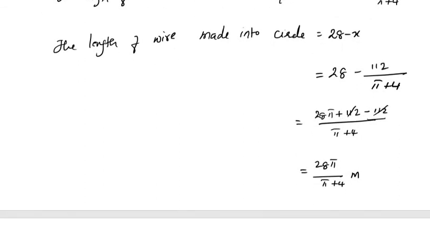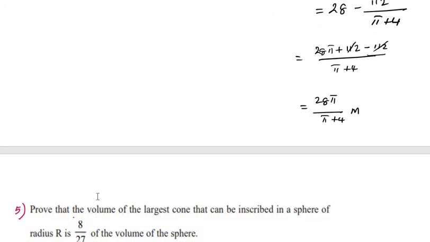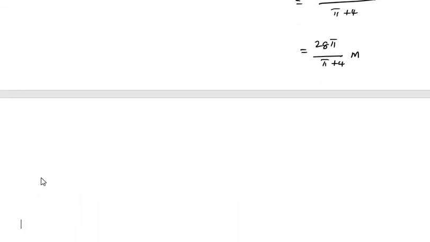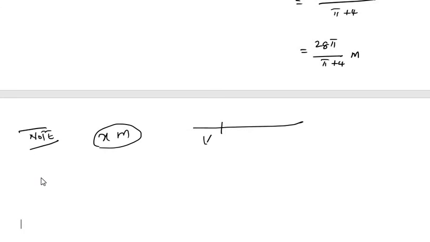Okay. Now see, here is an easy way to remember the answers. For any problem, the length of the wire can be anything. Note, whatever the length, suppose the length of the wire is 24 meter or 28 meter, or I am just assuming it is x meter. If the length of the wire is x meter, this x meter wire is cut into two pieces. This is one piece and this is one piece. Therefore the length of the wire made into the square, the answer must be 4x by pi plus 4.